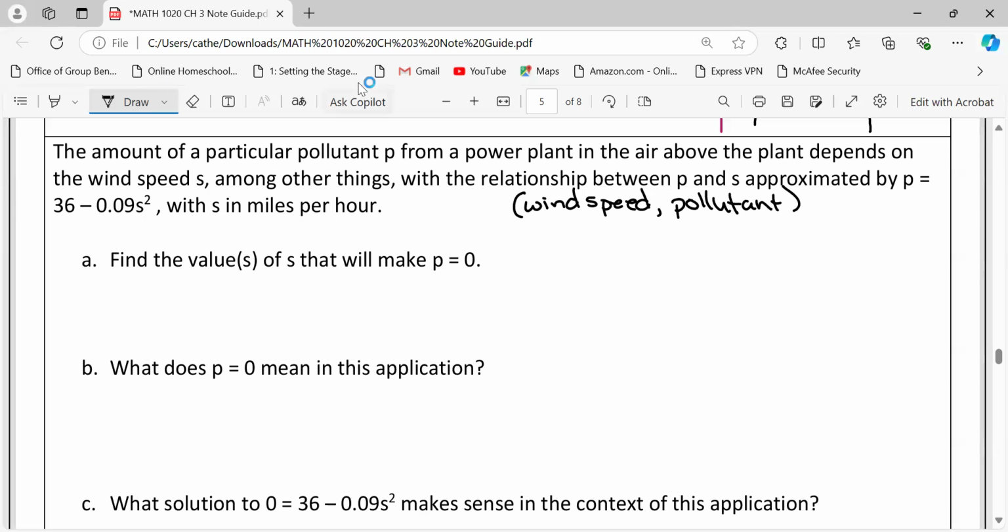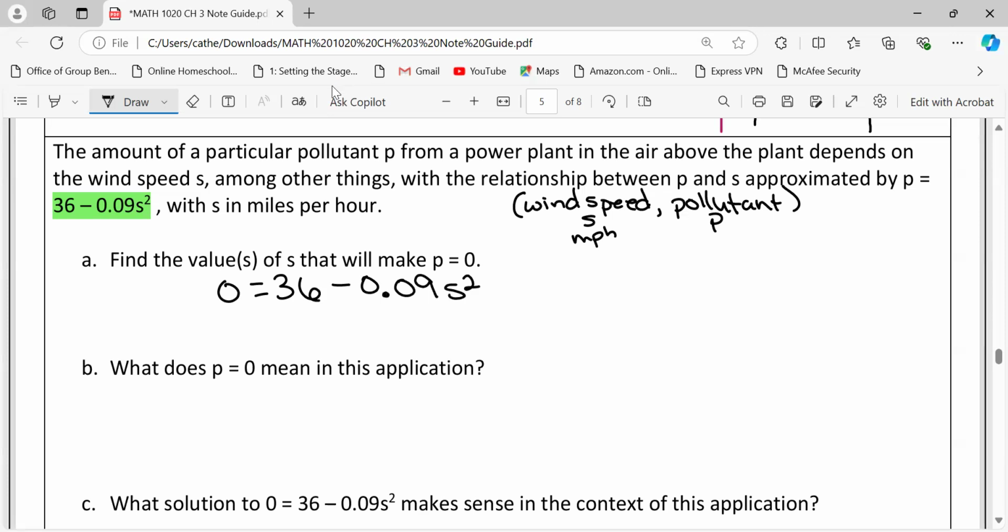All right, so the relationship between P and S, so which one is P? S is our wind speed, is approximated by this function here, where S is in miles per hour. Find the value or values of S that will make P equal to 0. So plug 0 in.